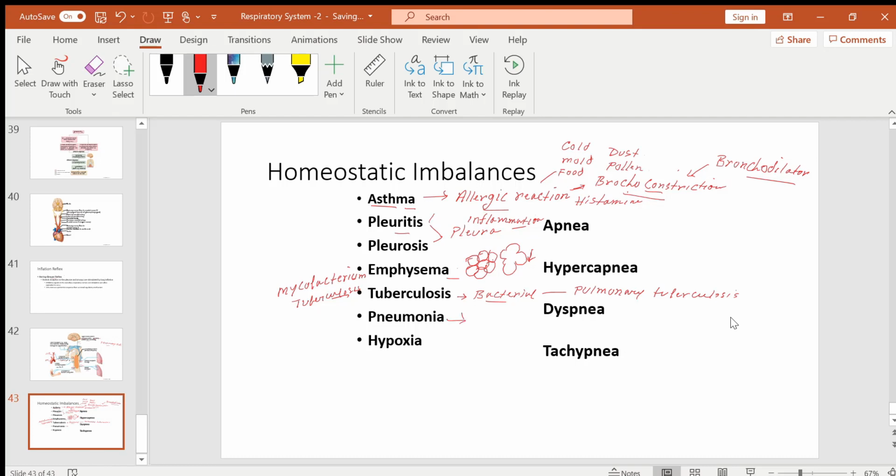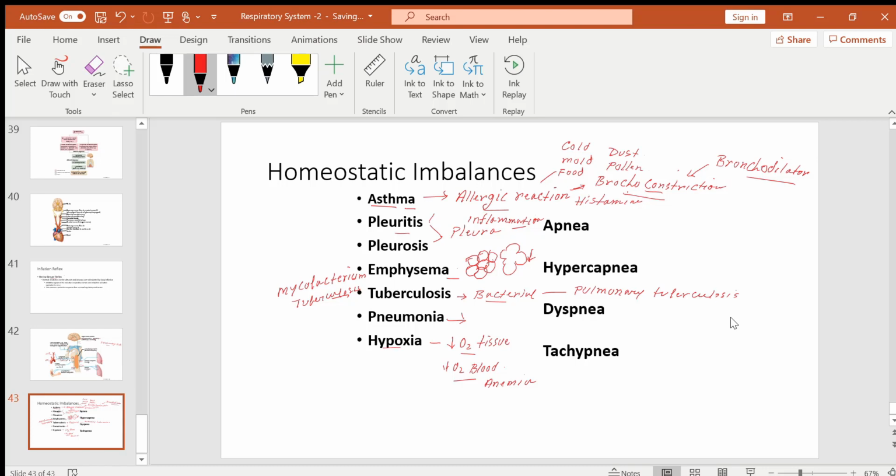Okay, so this bacteria prefers the lung tissue and causes pulmonary tuberculosis. Pneumonia, I talked about this. If the alveolar wall is infected, the lung tissue, then the alveoli will get filled with fluid or sometimes pus. Hypoxia, lack of oxygen in the tissue, lower oxygen in the tissue of the body. Okay, so that is hypoxia. However, if the oxygen is low in the blood, remember that is not hypoxia, that is called anemia, right? You have learned about this. So lack of oxygen in the tissue.